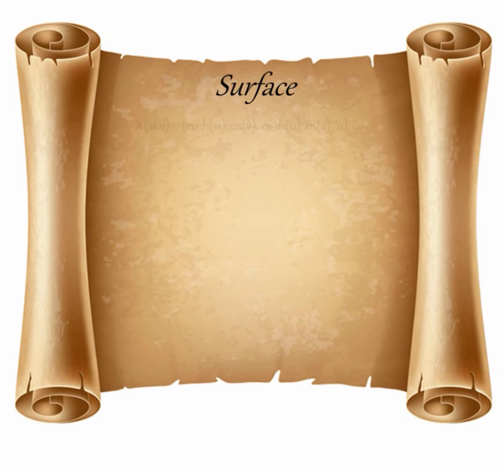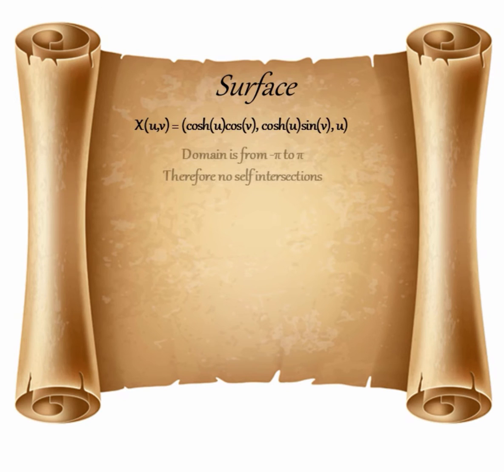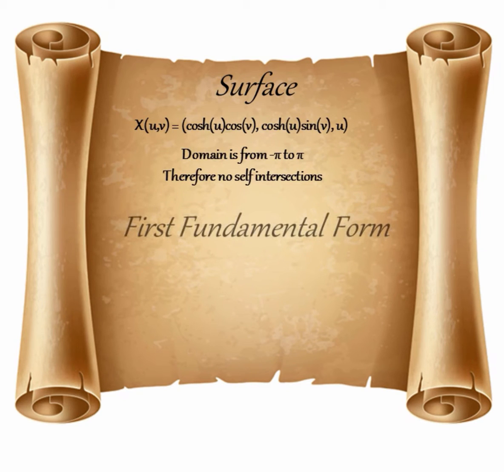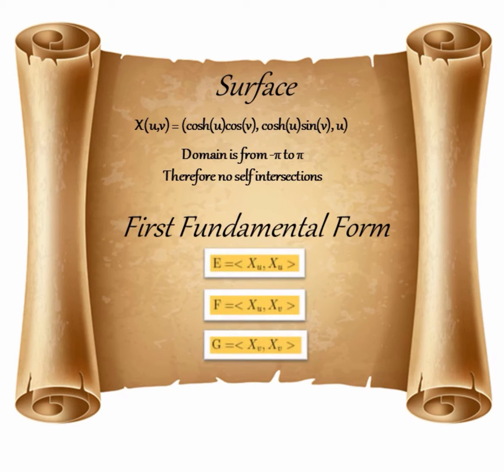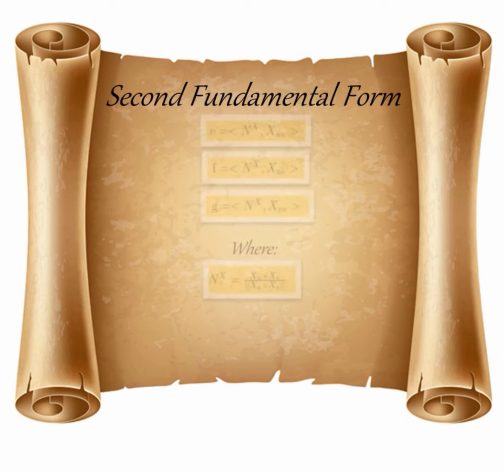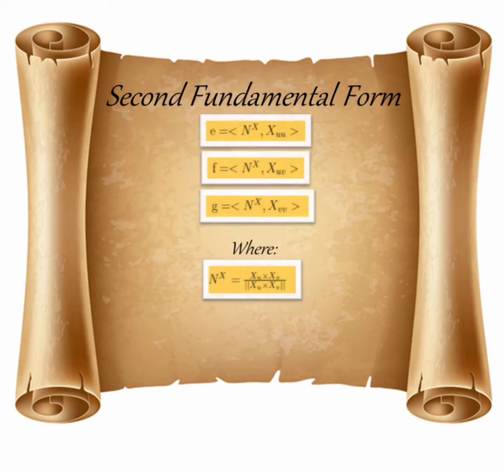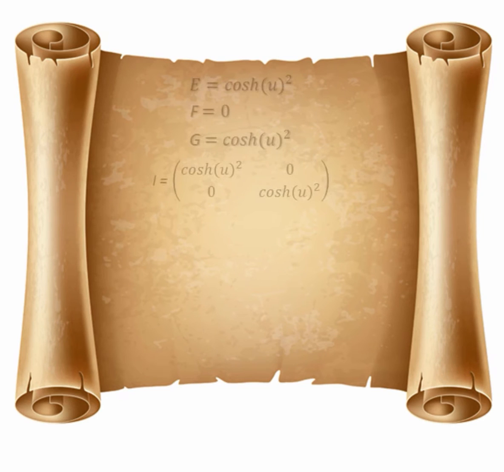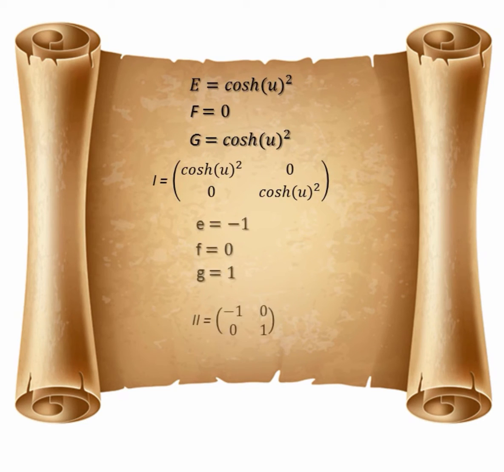This is your surface. This domain ensures that we have no self-intersections with your surface. We can then calculate the first and second fundamental forms of the surface. Coefficients of the first fundamental form are the inner product of the partial derivatives of your surface. The coefficients of the second fundamental form can be found using these formulas. These are the coefficients that we find. Using these coefficients, we can calculate the Gaussian and mean curvature.